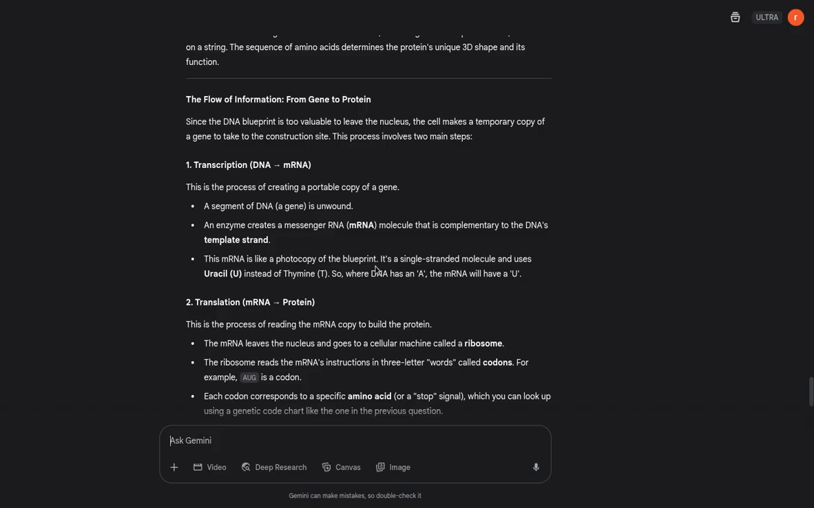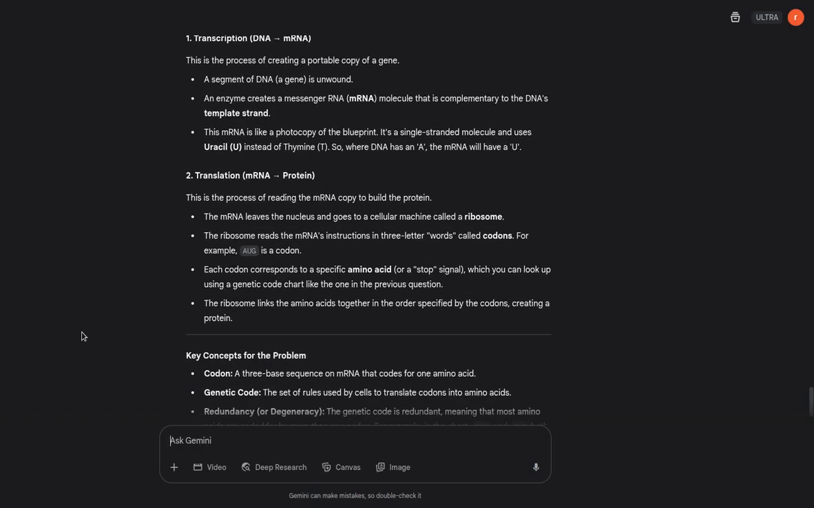Okay, so for A we will get a U. For G we will get a C. Okay, understood. In case of DNA we should have got a T, but in case of RNA, since it's RNA, we will get a U. Okay, next is translation, from mRNA to protein.